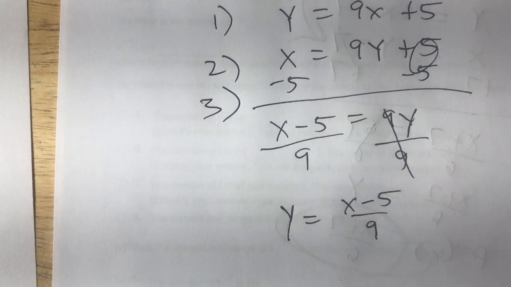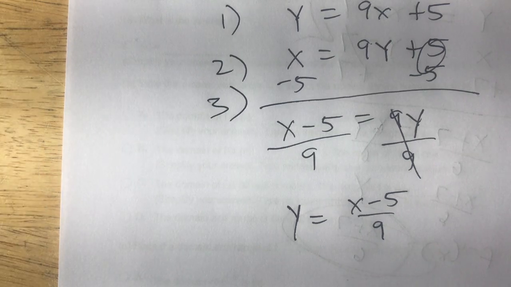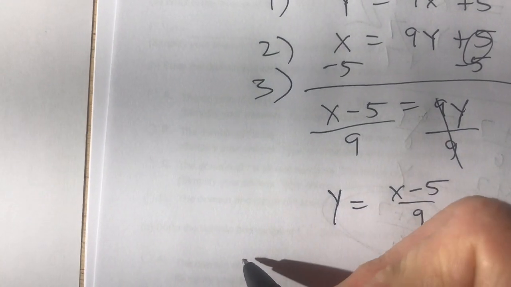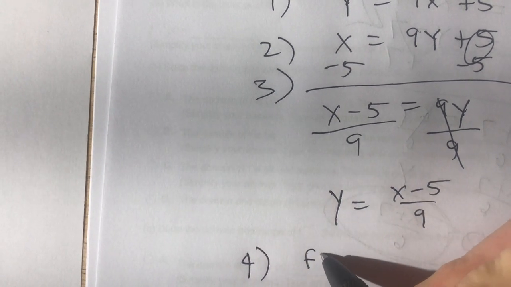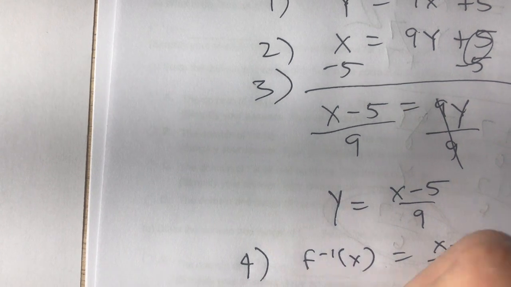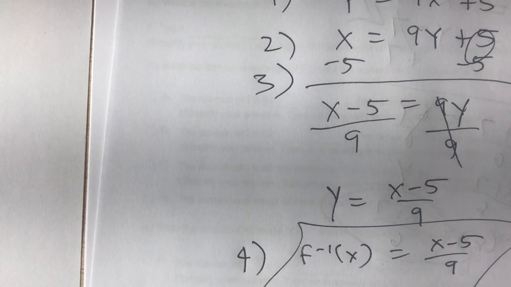There you go. I solved for y. And now step 4, I can change that to f inverse of x. So step 4 here, f inverse of x equals x minus 5 all divided by 9. And there you go. There's my inverse: x minus 5 divided by 9.